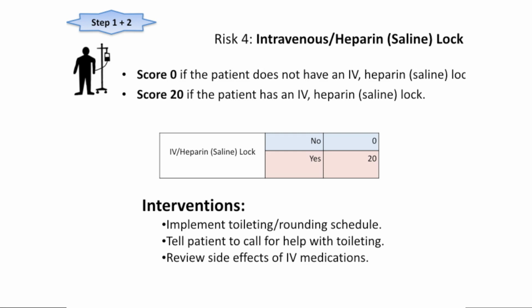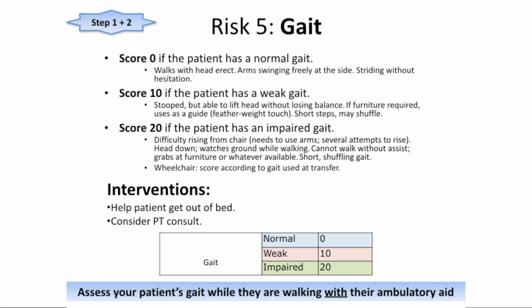So the interventions for the heparin lock and IV: implement the toileting or the rounding schedule, tell the patient to call for help with toileting if they need help getting up, and then review the side effects of any of the IV medications that they're on. And then the fifth area of risk is gait. So here we are looking at, does the patient have a normal gait, and if not, is it weak or is it impaired?